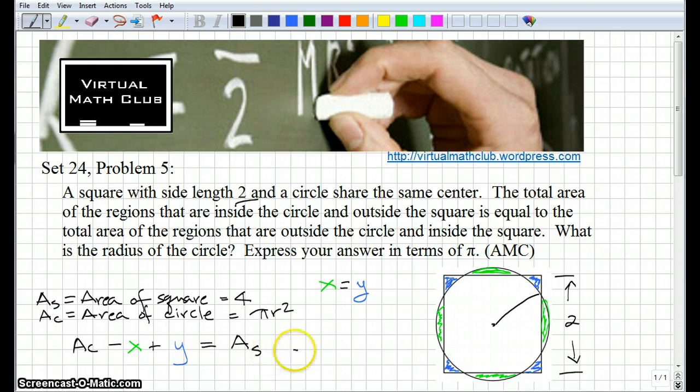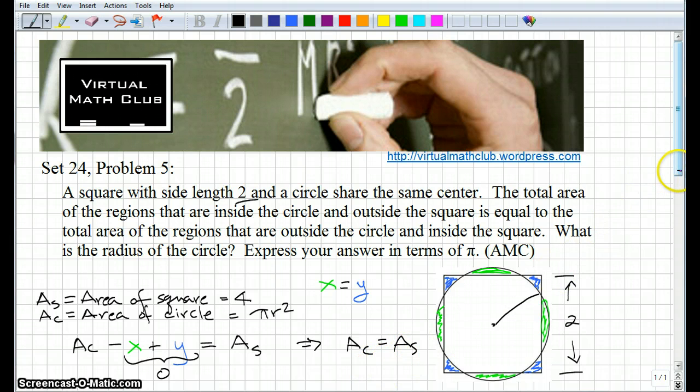But we know that the green parts and the blue parts are equal to each other. X and Y are equal. So we know that this is 0, because we have a minus X and a plus Y, and they're the same thing. That's just 0. What does that mean? If that's 0, then the area of the circle is equal to the area of the square. Hey, now we're getting somewhere.